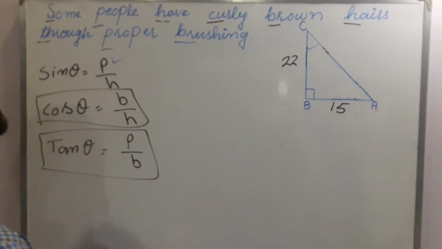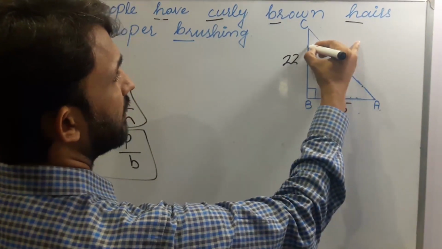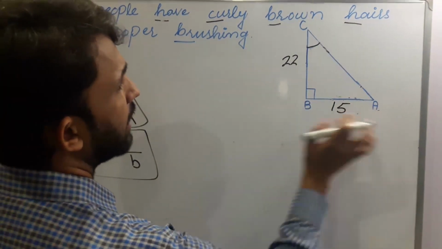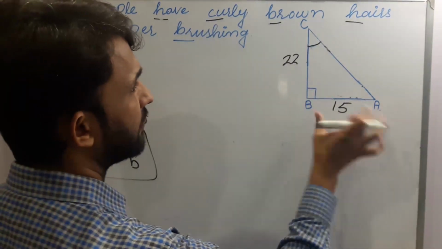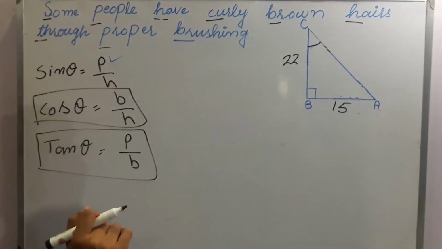How can we find the angle of a right angle triangle? Okay, we have one case. Here we have ABC, a right angle triangle. AB is 15 and BC is 27. We have to find this angle.